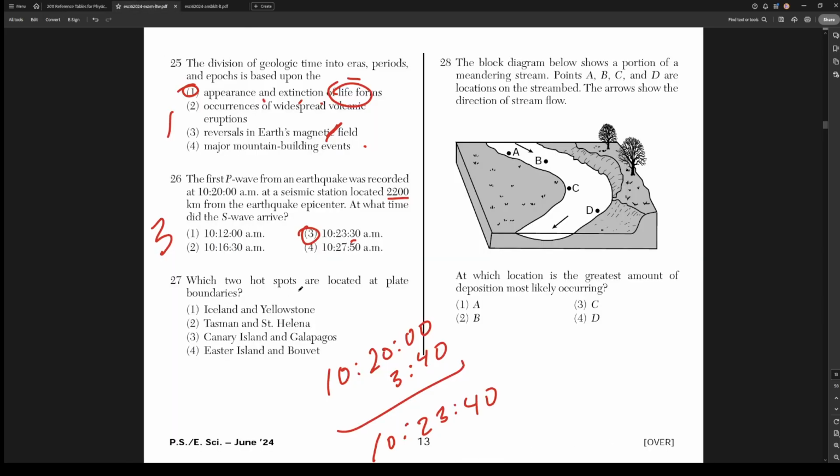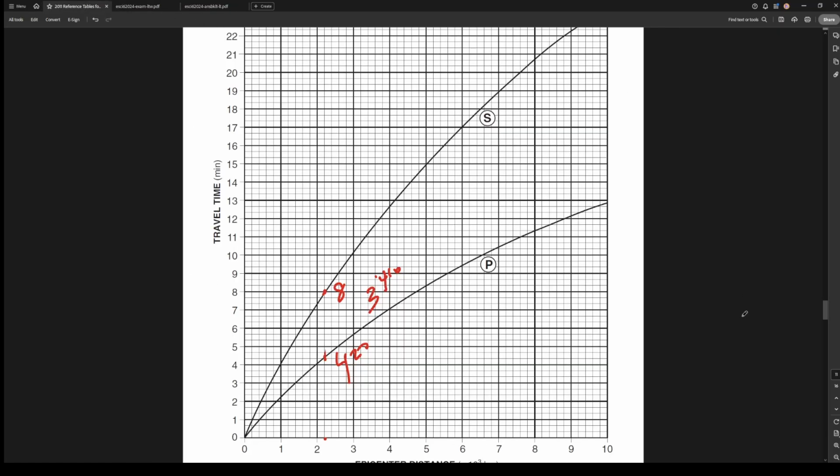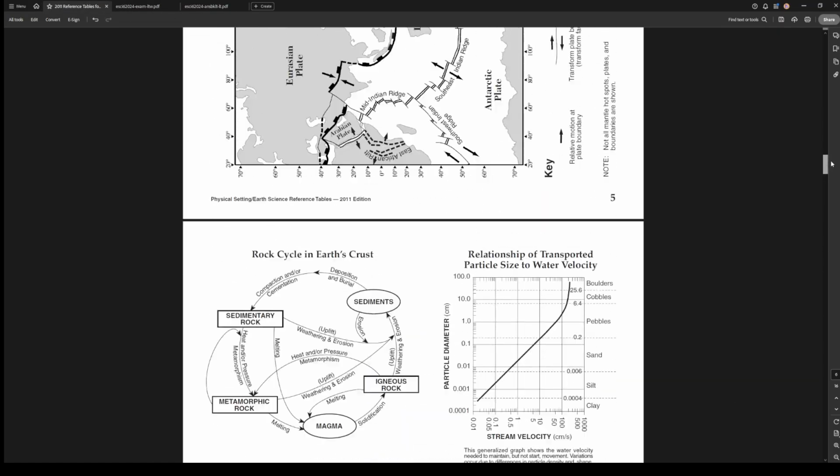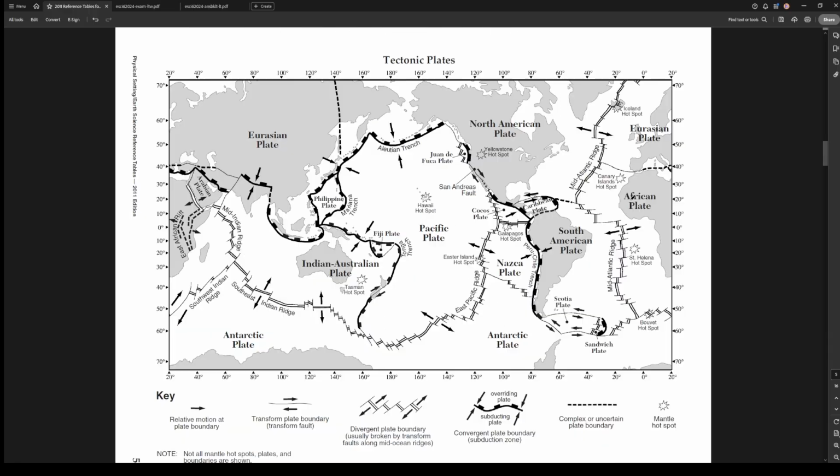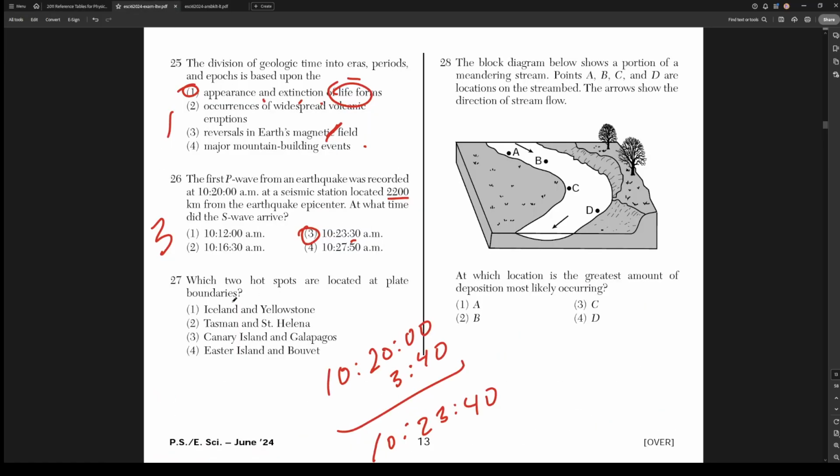Which two hotspots are located at plate boundaries? Oh my gosh, so many reference table questions going here. Go to our hotspot. So you're going to look at these, and you're going to see which ones land on the plate boundary lines. So I see Bouvet, Iceland, Easter Island. That's pretty much it, right? So let's see if that's one. Iceland, Easter Island, Bouvet. There we go, 4.